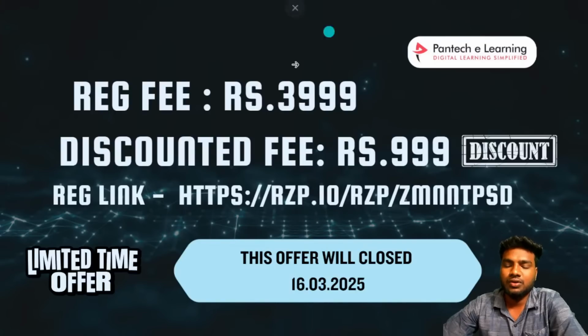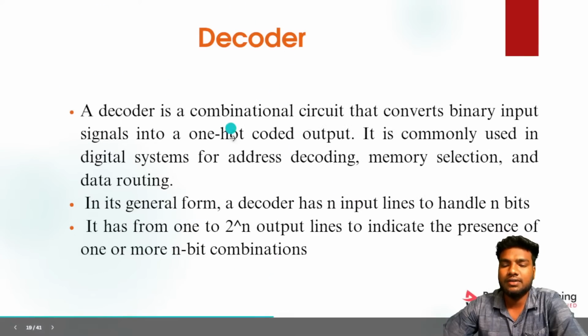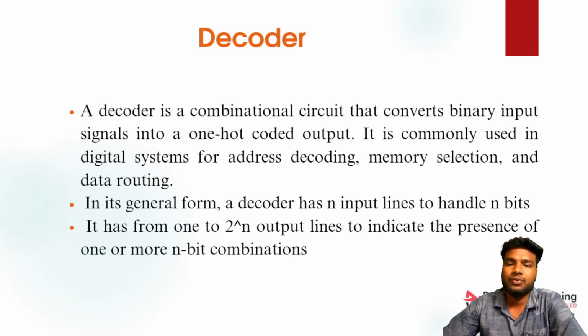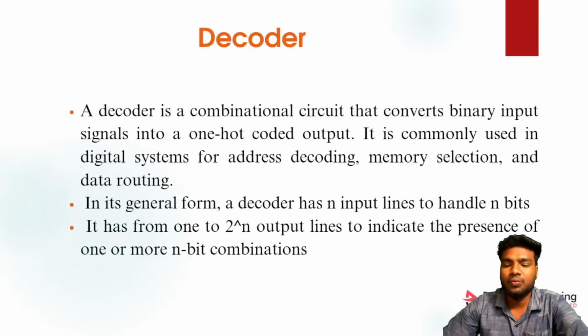So let's see up next. We're going to look at the decoder now. As already said, a decoder will decode the signals from one input. So these are the functionalities of a decoder. It has 2 power n output lines.